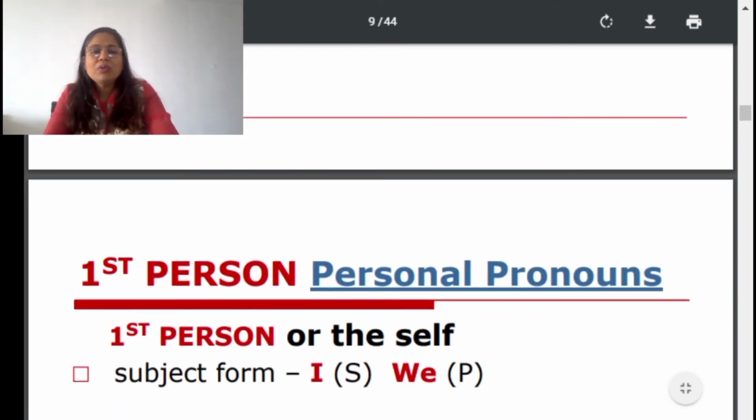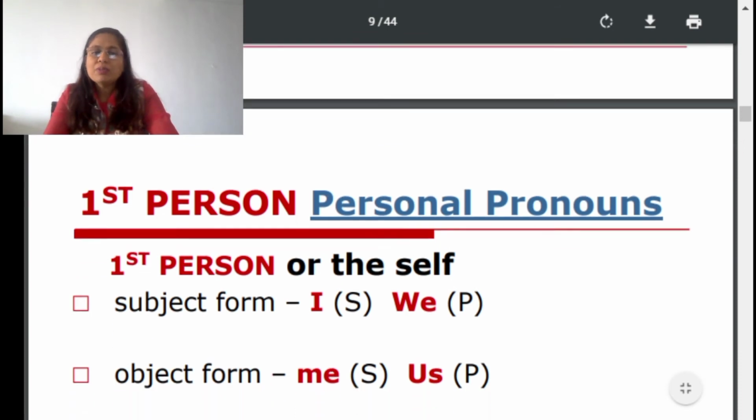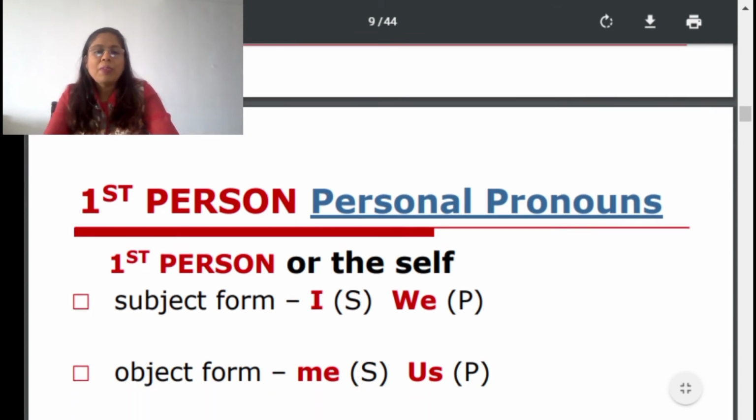Let us have a look at the first person personal pronouns first of all. First person is the pronoun which I use for myself. The speaker makes use of the first person. The subject form of the first person is I in the singular case and we in the plural case. If it is placed in the objective case of a sentence, it is me or us.